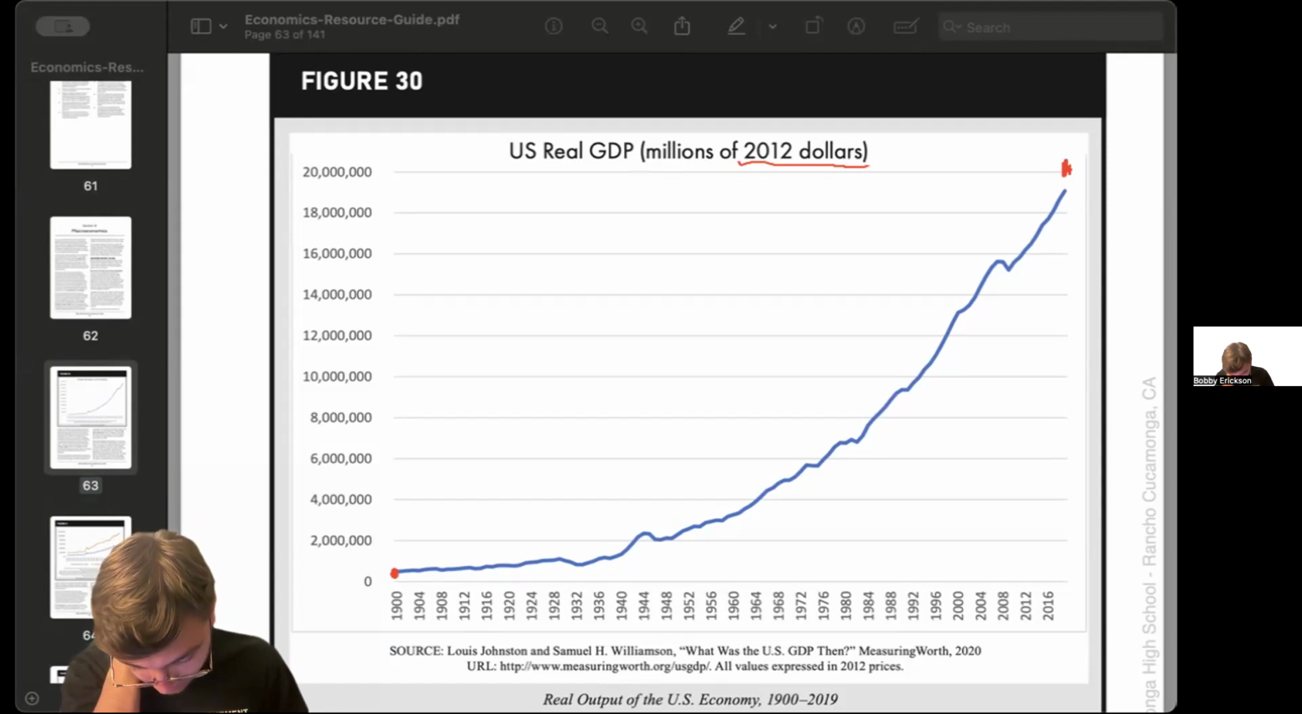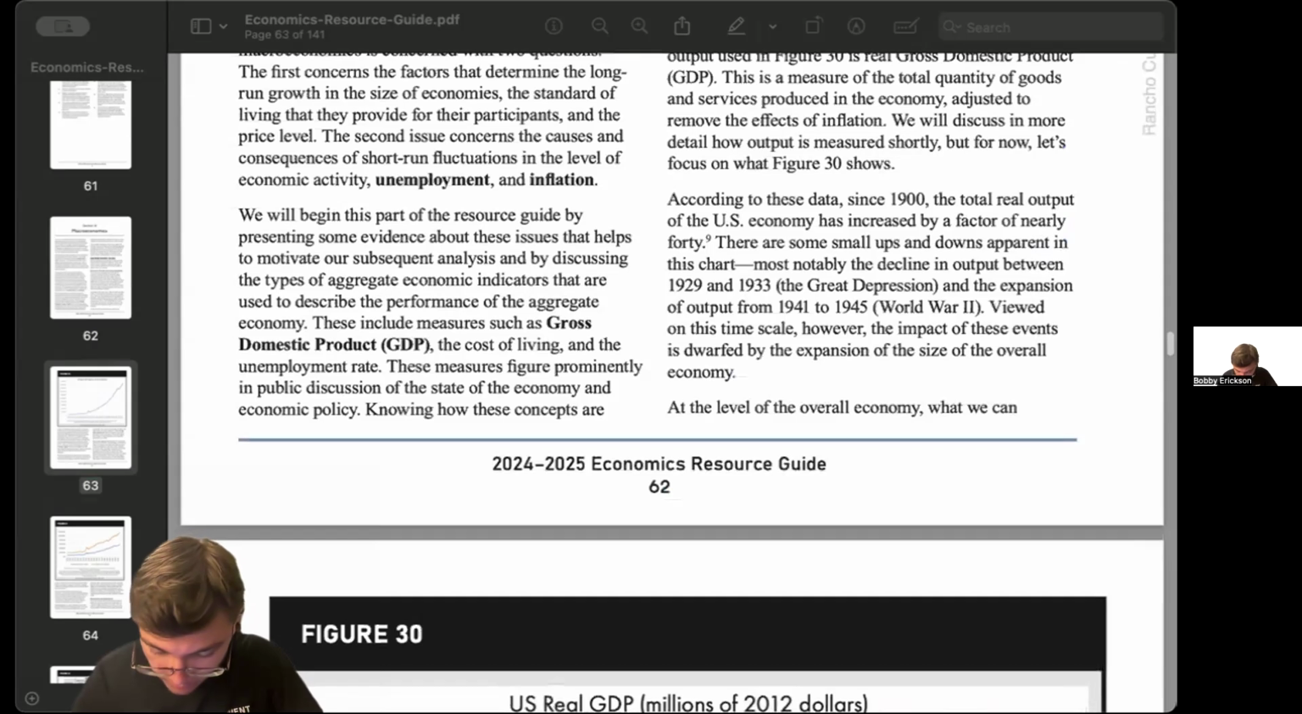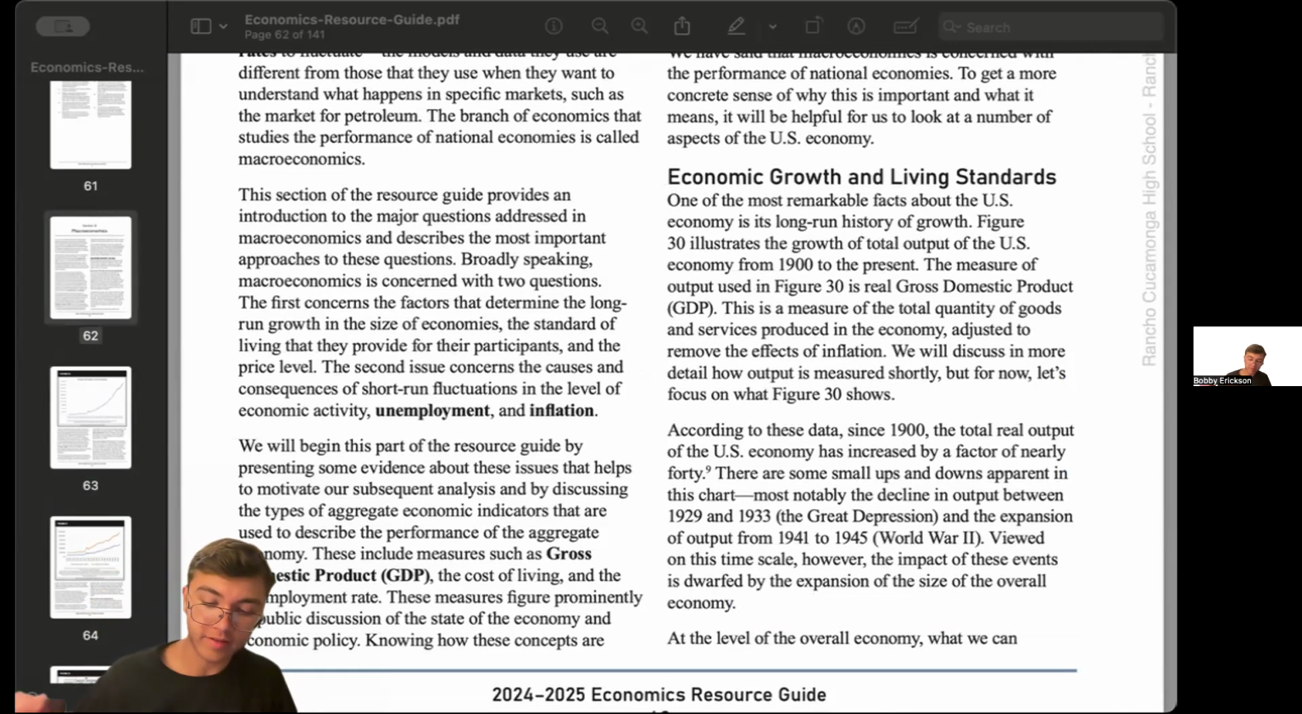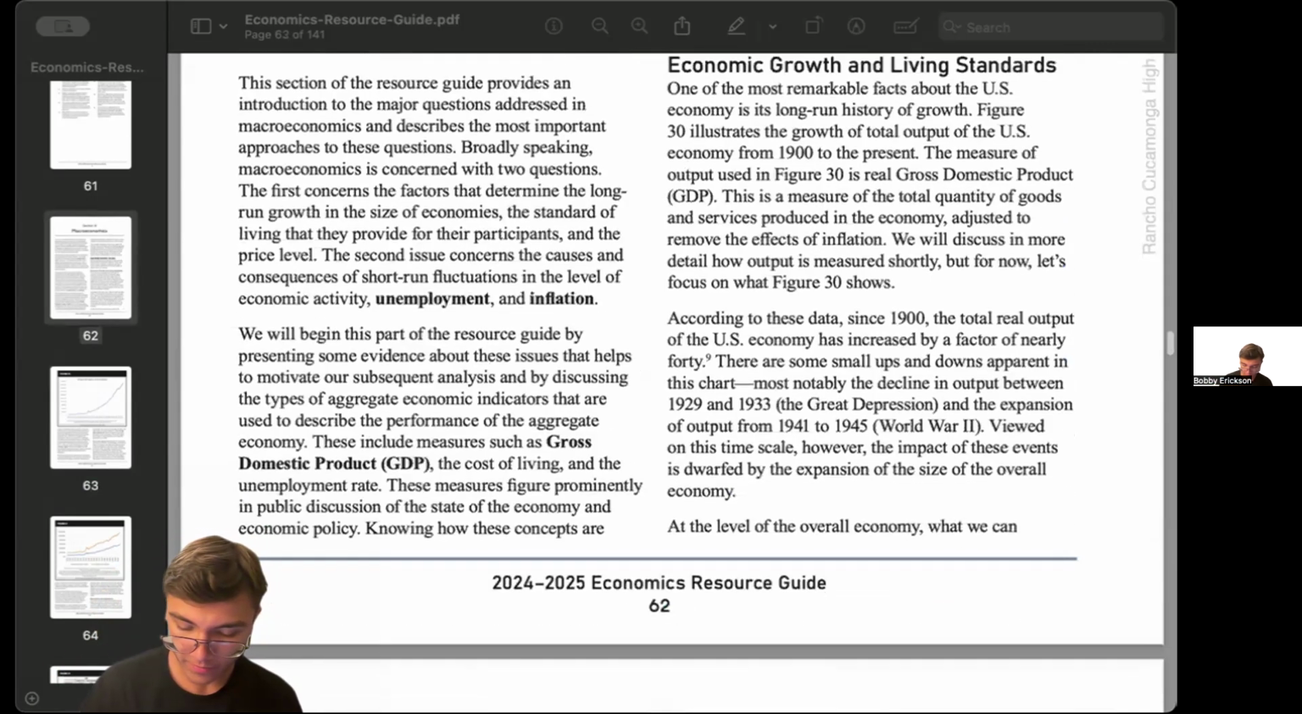Since just about 1940, we've grown the economy 10 times, growing all the way up here. And then since 1900, we've grown up to almost 40 times our original. So if we look at this, we can see, how is output measured? We're going to see it later. And so the total real output of the US economy has increased by a factor of nearly 40.